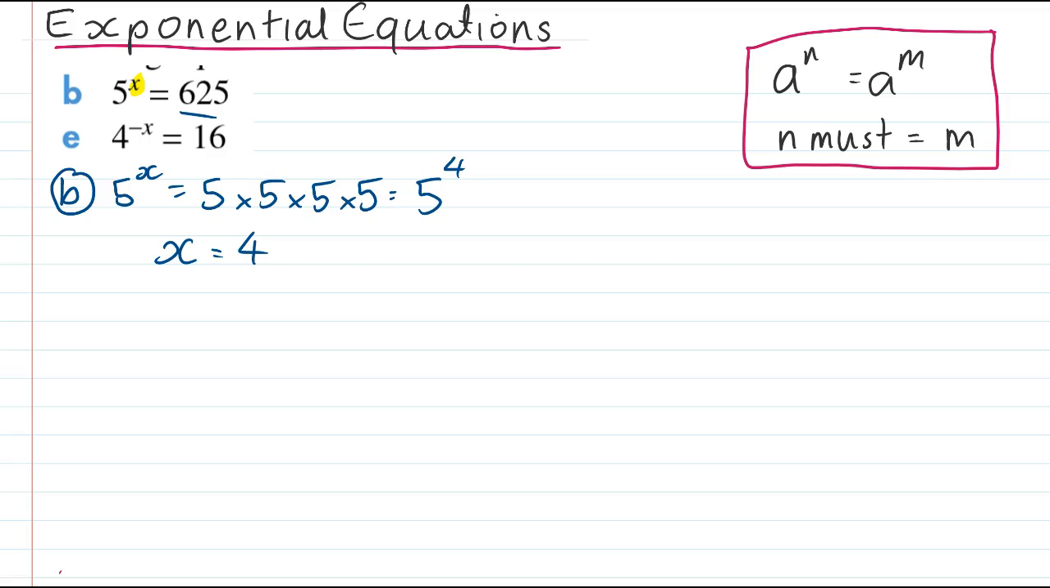These get a little bit more complex when we introduce negative and positive indices. So we've got 4 to the negative x equals 16. Now we know that 4 to the 2 equals 16, but here we've got a negative x. So what we need to do is put another negative in with x so that the negative and negative become a positive. So we can say x equals minus 2.